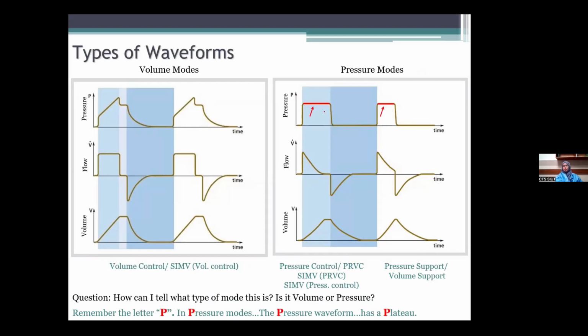As previously mentioned, one of the ways to remember the pressure wave in the pressure mode is that the pressure waveform will always have a plateau. And in a volume mode, the pressure wave will have a peak and a plateau pressure.